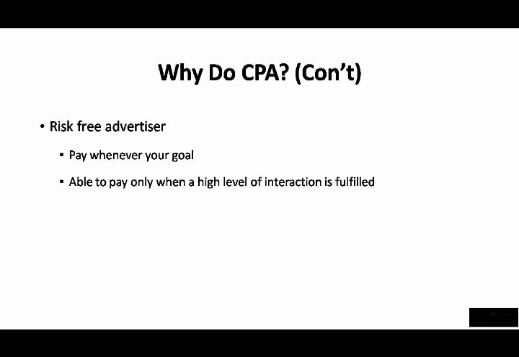Also, CPA is risk-free for advertisers. If you want to promote an app, you'll only pay whenever your goal is reached. For example, someone's installed your app. If you have a budget for marketing, you'll make sure that you'll only spend it in case the defined success point's reached. You may also choose to pay when a high level of interaction is fulfilled, such as the user has successfully completed one level of a game.